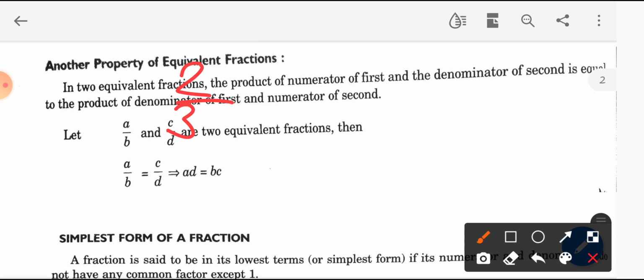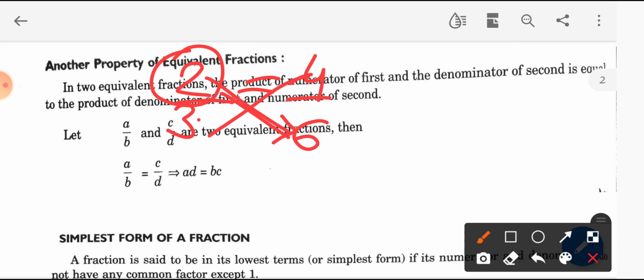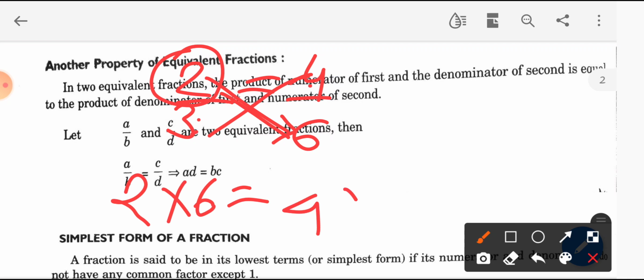Here 2 by 3 and 4 by 6. Now we have to check whether they are equal or not. So multiply the numerator of the first and the denominator of the second fraction, and the same for the numerator of the second and the denominator of the first. So multiply 2 into 6, and 4 into 3.